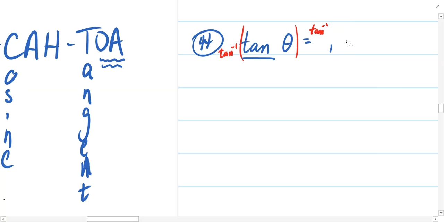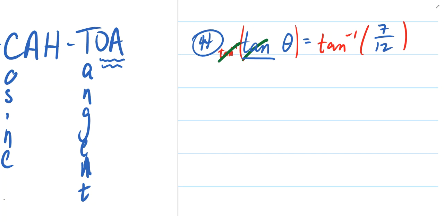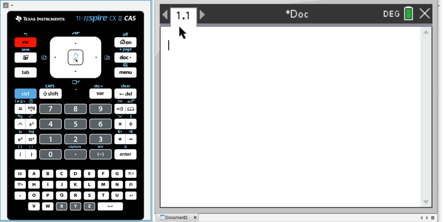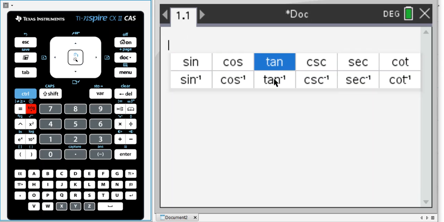Let me see if I can just rewrite that over here. So we've got tangent inverse of 7 over 12. Then what's going to happen is this tangent inverse and this tangent is going to cancel, and we will be left with theta, what we're looking for. And all we need to do is execute this result, tangent inverse of 7 divided by 12. Fortunately for us, our calculators are built to handle that very nicely.